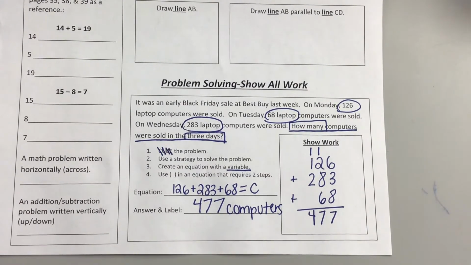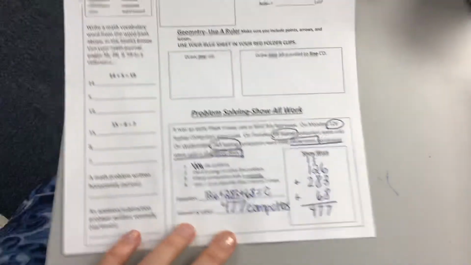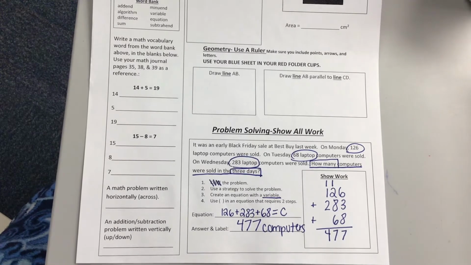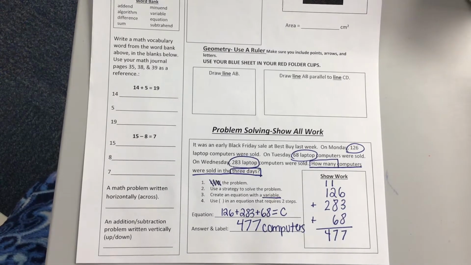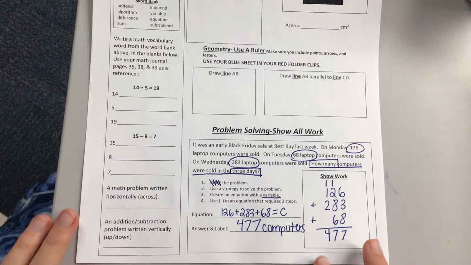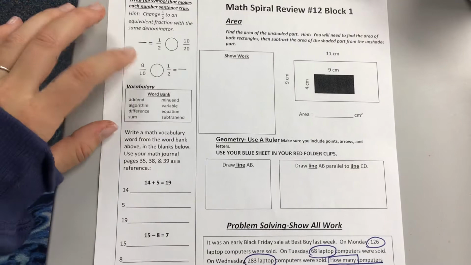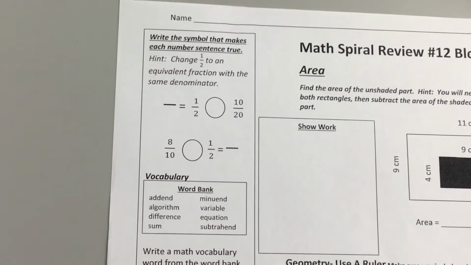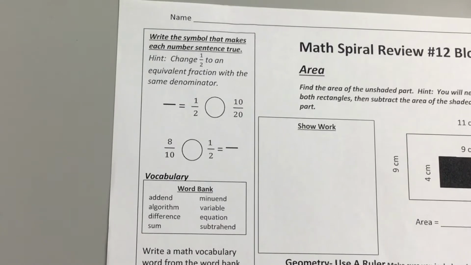So, what else could we look at? What else could we look at? Ella? The equivalent fraction. Equivalent fraction. The one where it's right above. Oh, the first one? Yeah. Okay, let's go ahead and look at this. So we are going to write the symbol that makes each number sentence true.